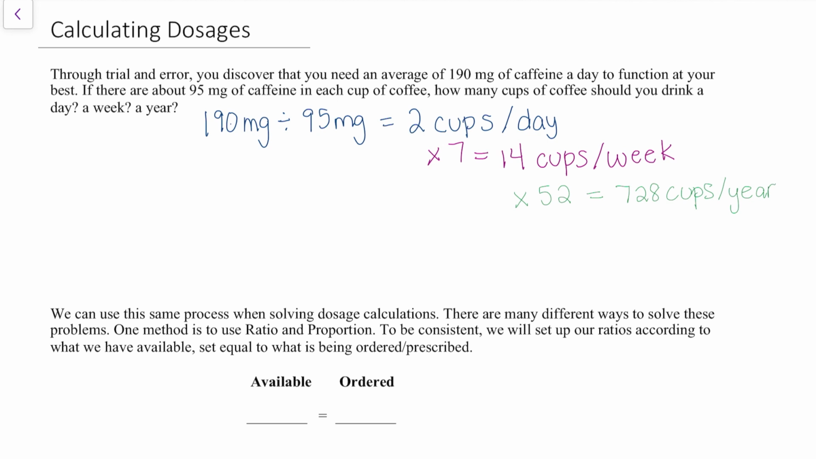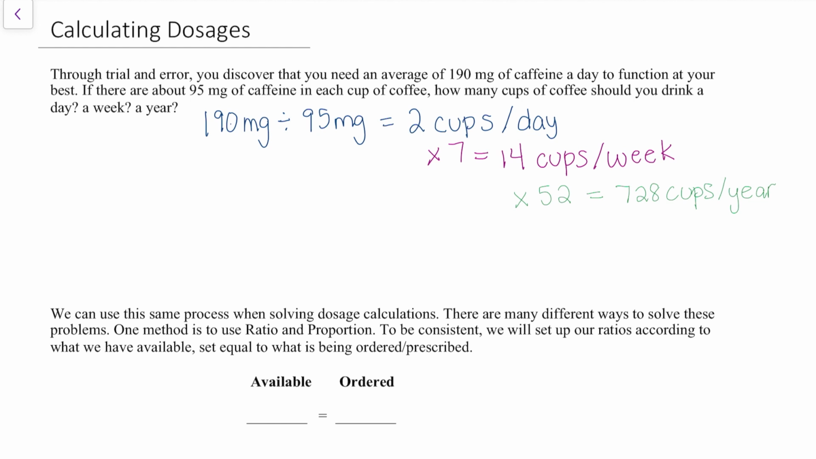So if you look through our thought process here, and you may have solved this a completely different way, and that's fine, we had to figure out how many cups of coffee would get us to the amount we needed in a day. And then we multiplied that up to get a week, and then multiplied to get a year. We can use that same thought process when we are doing dosage calculations.